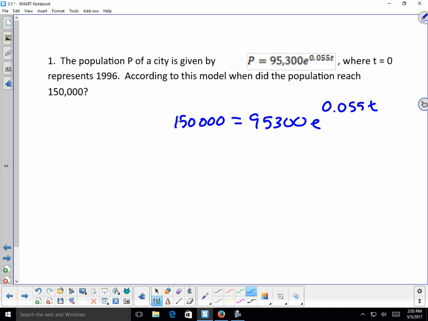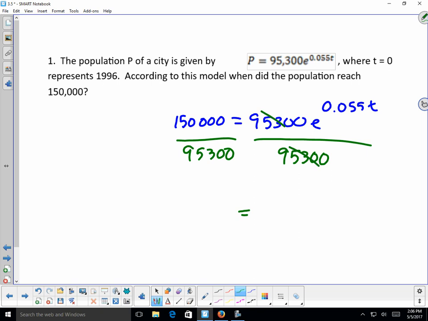On this problem, if we're going to solve this, what should we do as our next step here? The next step would probably be to divide by 95,300. All right, calculators, everyone, need your help. We're dividing by 95,300. What do we get on the left side of the equation? 1.574.